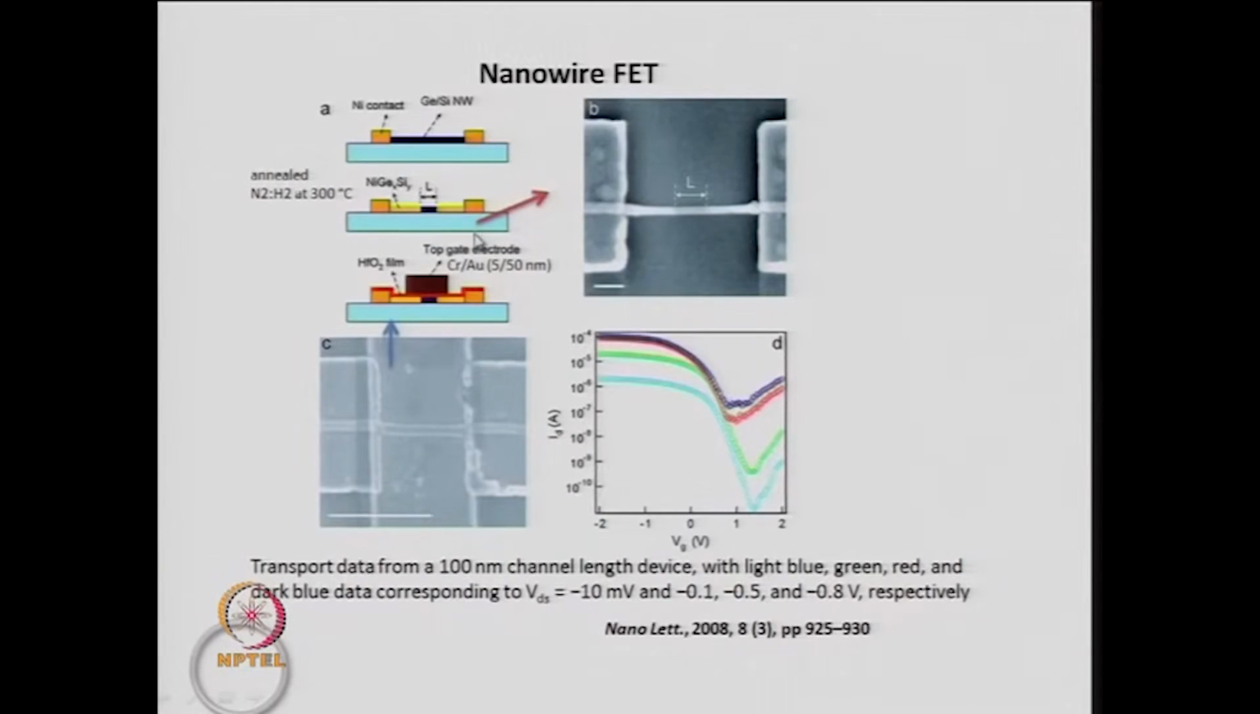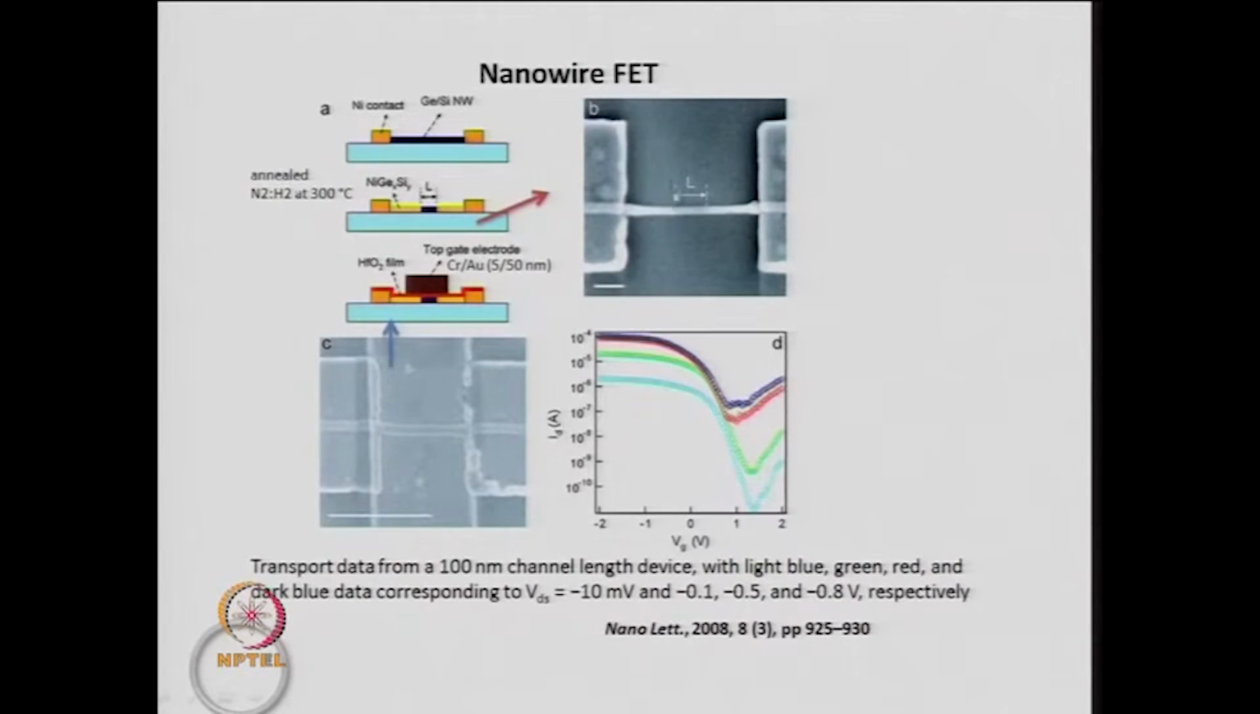However, if you want to make a device, you have to put a gate on top. So, on this you make a hafnium oxide film. This red one is the hafnium oxide film, and that film actually separates the germanium silicon nanowire, the blue nanowire, from the top gate, which you now put in. You coat chromium aluminum on top, which is of the order of 5 to 50 nanometers. So, this is called a top gated FET, top gated field effect transistor.